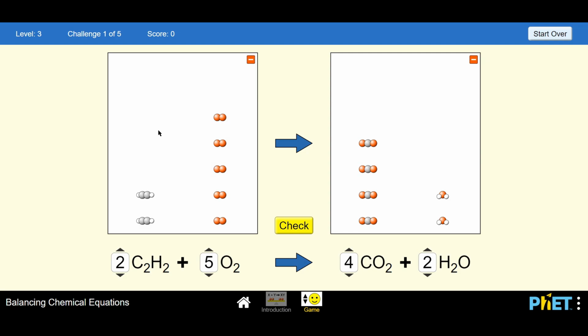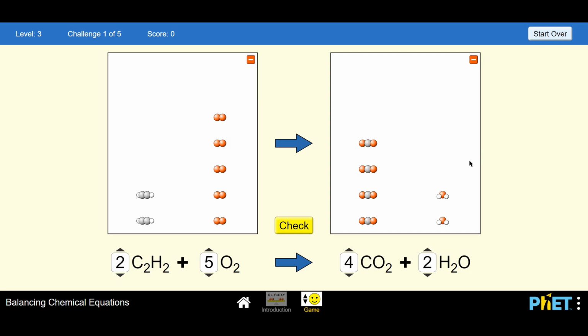Now let's go through again and count up all the atoms and see if we've done this correctly. On the left-hand side, there's 1, 2, 3, 4 carbon atoms. On the right side, there's 1, 2, 3, 4 carbon atoms. On the left-hand side, there's 1, 2, 3, 4 hydrogen atoms. And on the right side, there's also 4 hydrogen atoms. On the left side, there's 2, 4, 6, 8, 10 oxygen atoms. And on the right side, there's also 2, 4, 6, 8, 10 oxygen atoms.